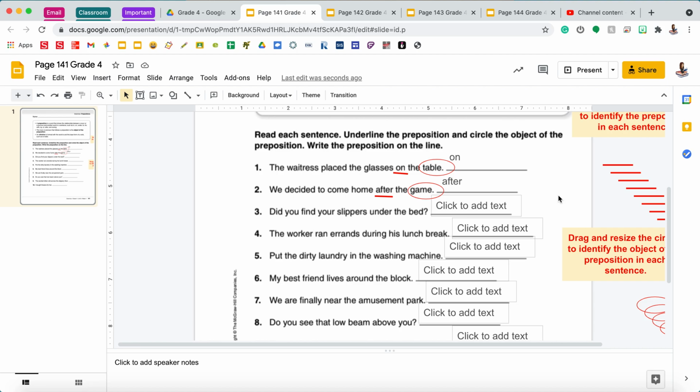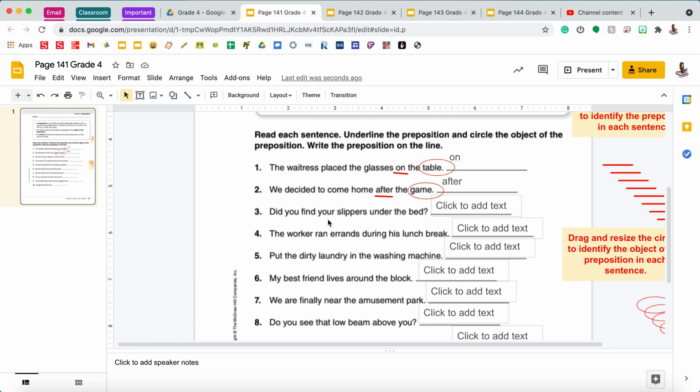Another way to check if you have the right word as the preposition is the prepositional phrase, which includes the preposition and the object. If you take that out of the sentence, it still makes sense. So if I took out after the game, we decided to come home, still makes sense.